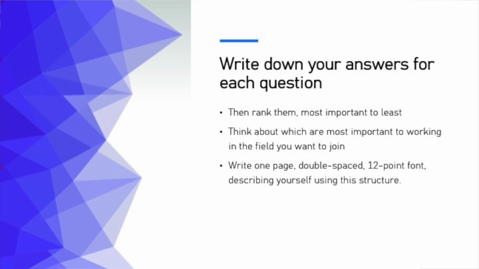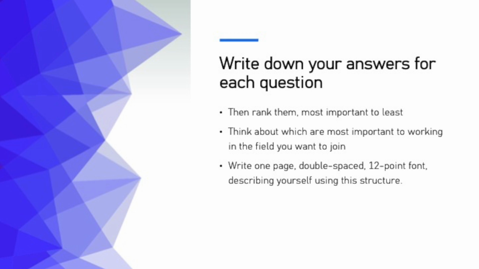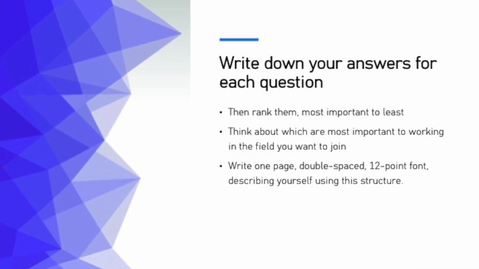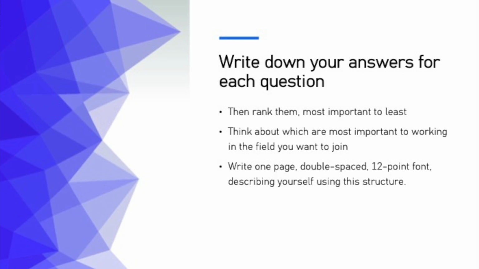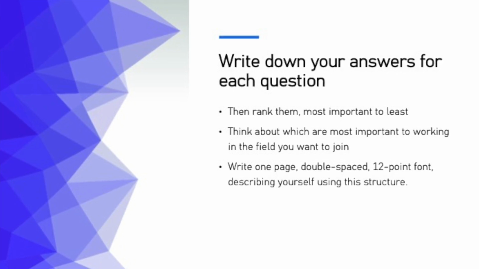So go through all these questions, write down your answers for each question, and then rank them from most important to least. So, if you put them in a document, copy paste. Which thing matters the most? Put it at the top. Think about what's most important to working in your field. So, if you're going to be a journalist, maybe persistence is important, and having a purpose in life of not giving up easily. That's a great thing for an investigative journalist to have because there are going to be times you get really frustrated.